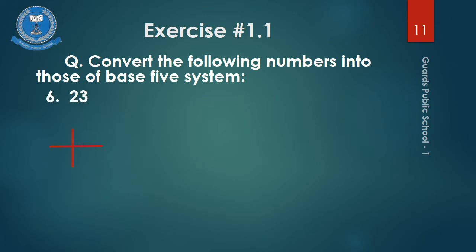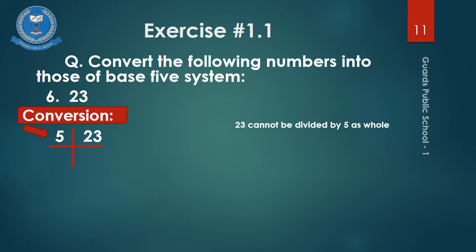23. This 23 is from decimal system, and now the question is to convert this 23 into base 5 system. In order to convert 23 into base 5, divide this number by 5 because we are converting this number into base 5. Therefore, we have selected 5 as the divisor of this number. Now 23 is not exactly divisible by 5. The number lesser than 23, which is divisible by 5, is 20. Means 5 4s are 20, and write down 3 as remainder.